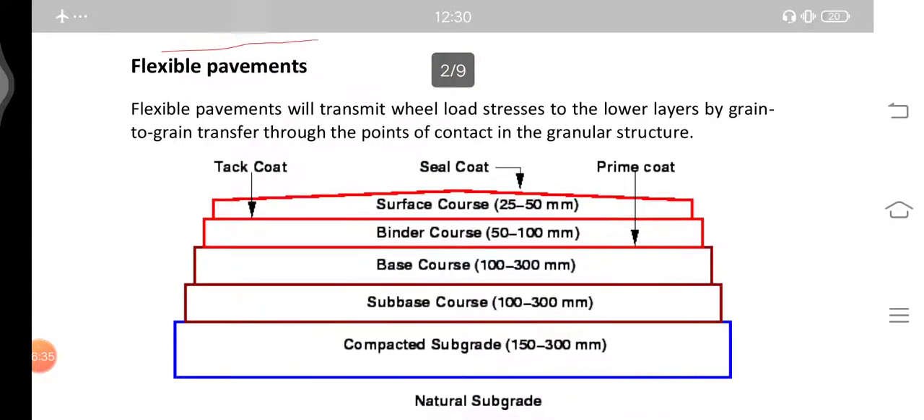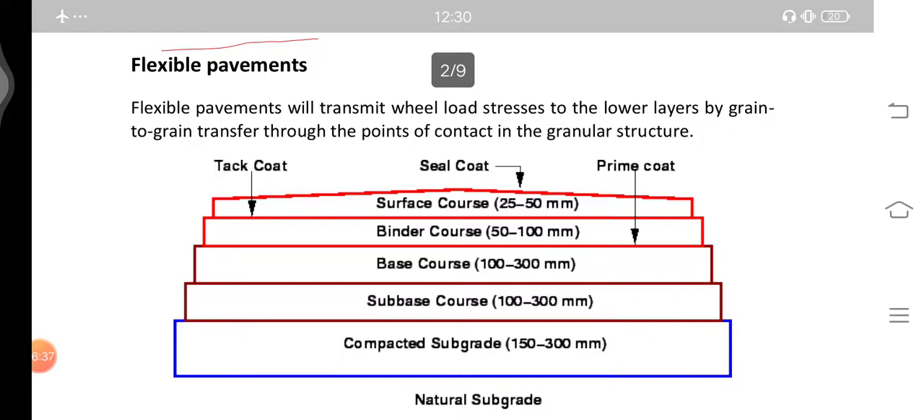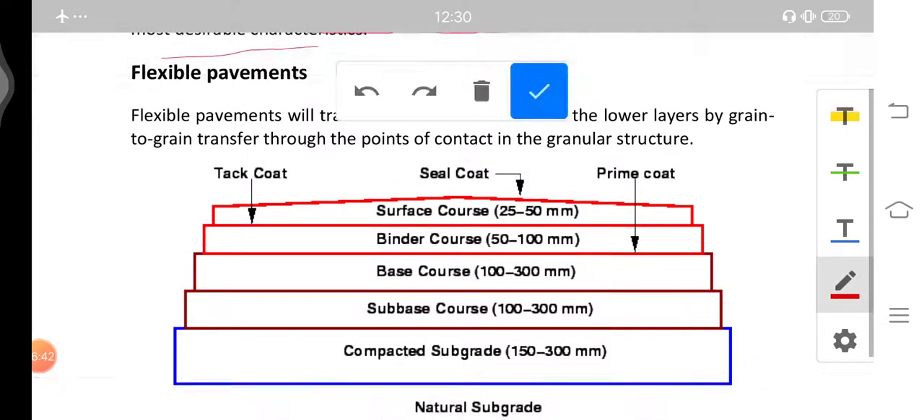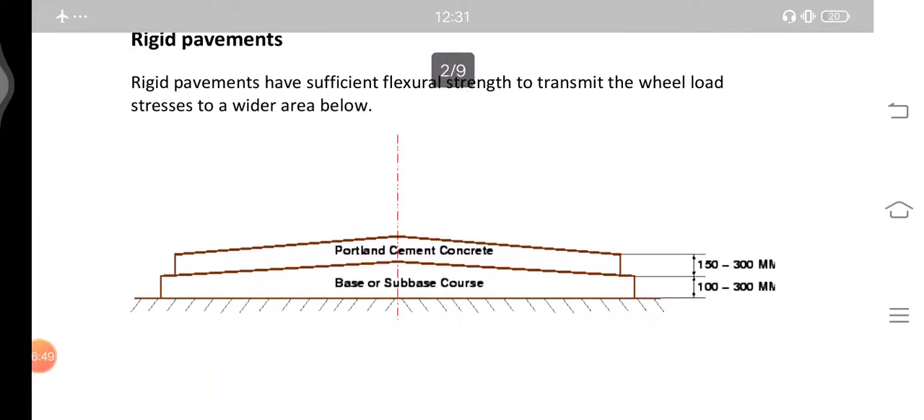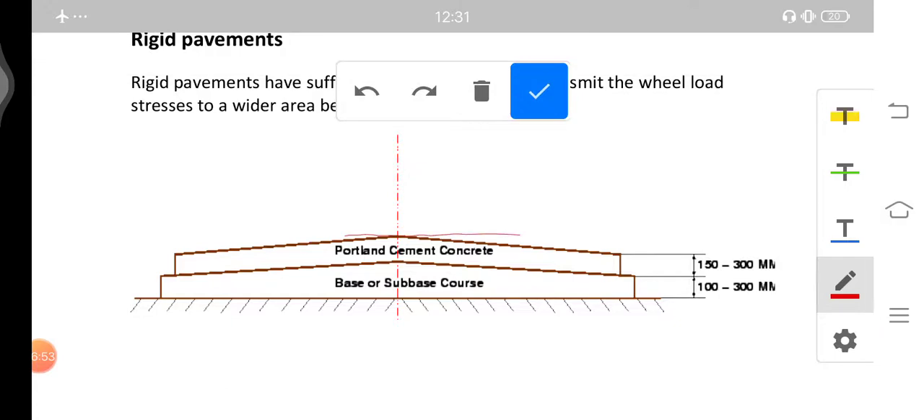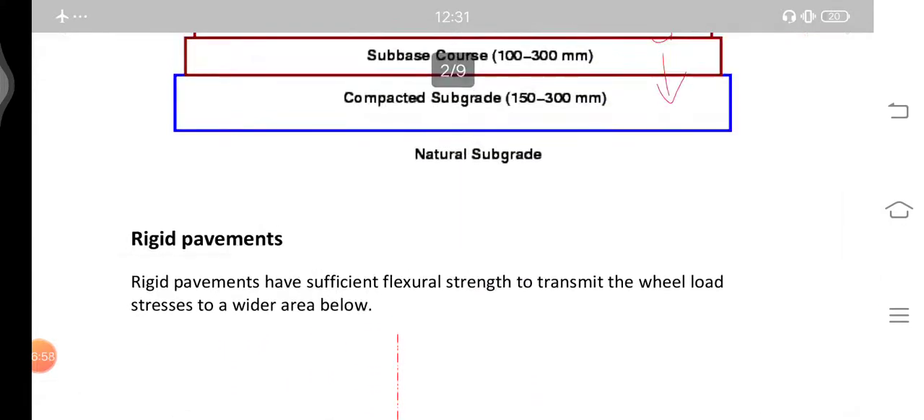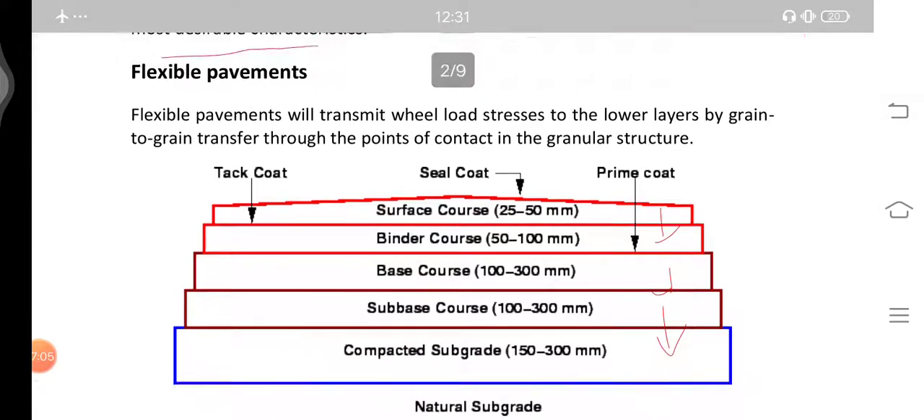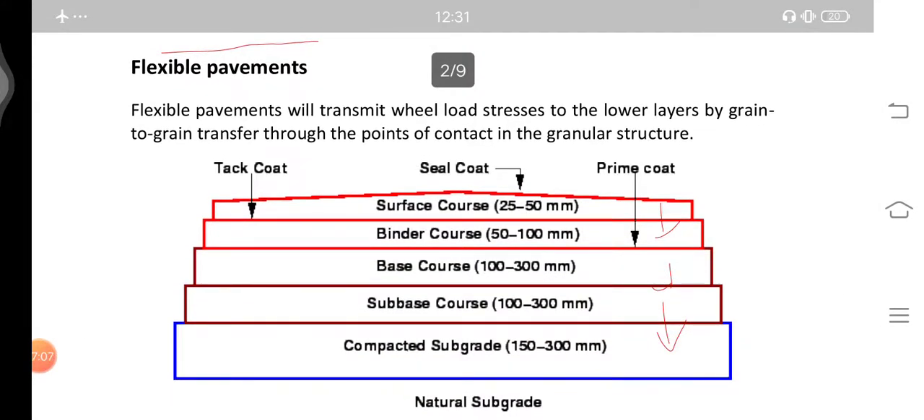Flexible pavements, just see the diagram, have so many layers, and they transmit the wheel load layer by layer to the subgrade. Whereas rigid pavement is made up of only two layers. The upper layer is a Portland cement concrete layer, and the lower layer is just a base or sub-base course. So flexible pavements transmit wheel load stresses to the lower layers by grain to grain transfer, you know, through the points of contact in the granular structure.